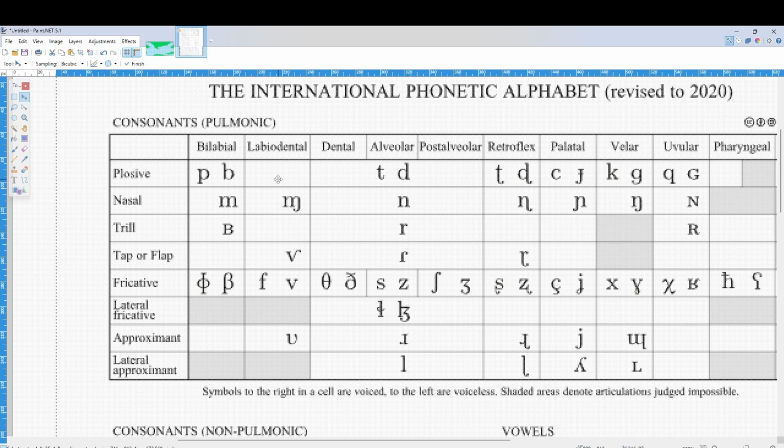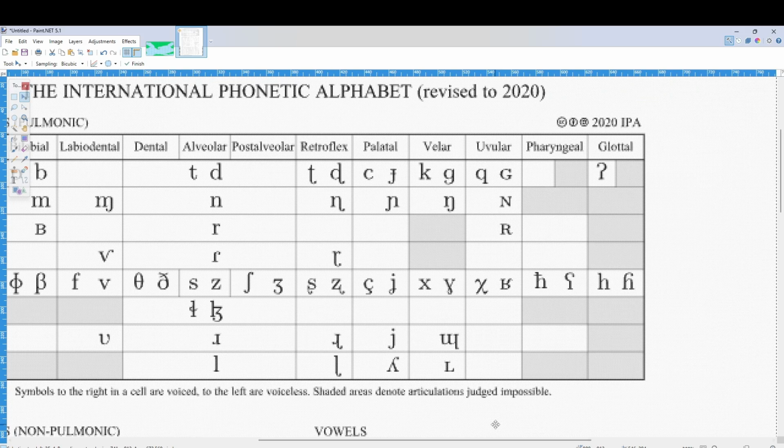I can't do this. Then we have the pharyngeal sounds. I can't do any of them. Actually, no, I can't do them. You put the base of your tongue just to the back of your throat, like in ha. The glottal sounds, like your glottal stop in uh-oh and ha.